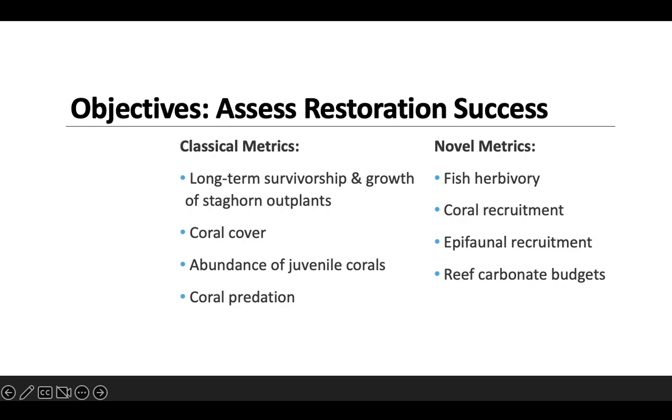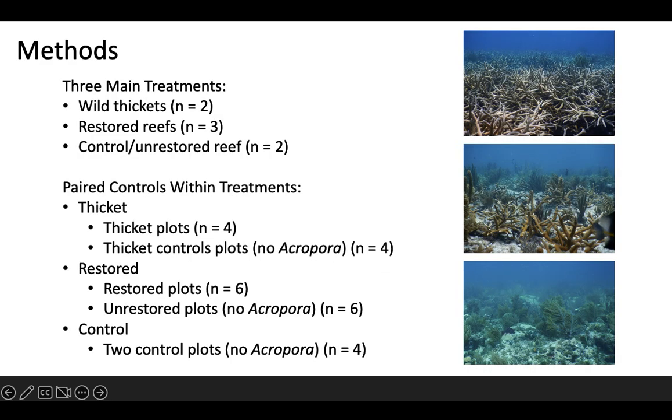I paired both coral colony metrics that are listed here, like the survivorship and growth of some of our tagged outplants, the predation of those, coral cover, and abundance of juvenile corals. But the main focus of my study are these 4 ecosystem level metrics. We looked at fish herbivory, coral and epifaunal recruitment, and then reef carbonate budgets, which we had a wonderful talk about earlier.